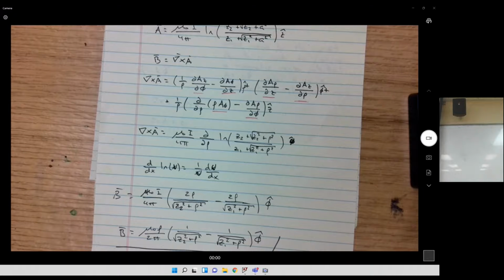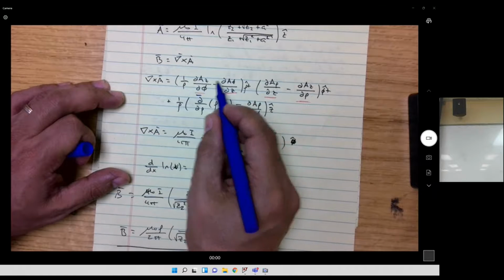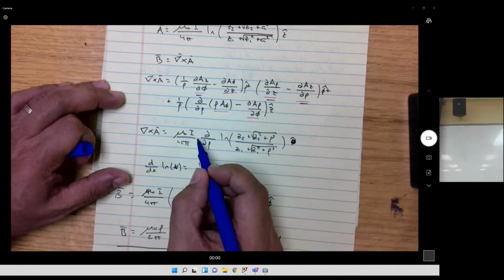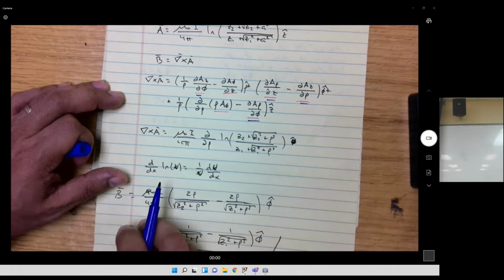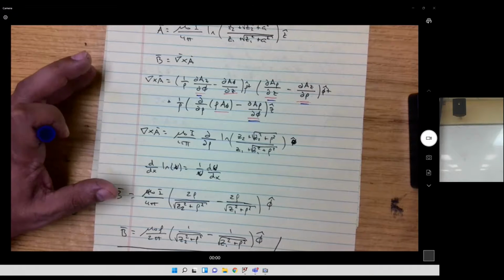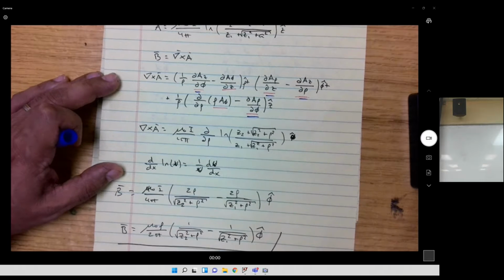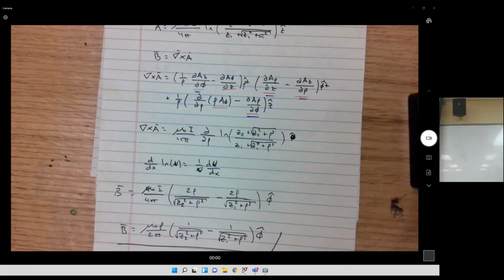Yeah, no, so A only has a phi component, right? And K is a constant, so this is going to be 0, this is going to be 0, this is going to be 0. All those are going to be 0 just because we don't have any components in rho and z. So the only terms that we're going to be using are the ones that have phi on it. Okay, yeah, that's what I was debating between.